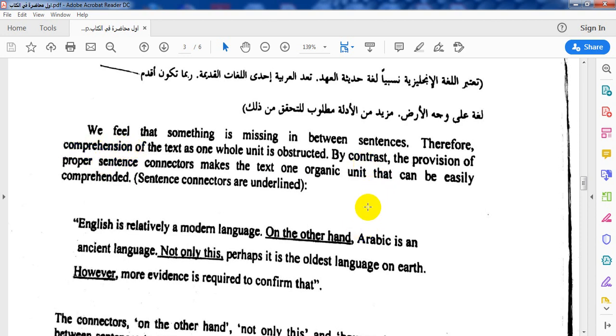And then the second justification for using connectors or conjunctions is to obtain unity of the text. Unity, so we feel this text as one unit. So first of all, comprehension, to understand the text, and then we feel that this text is one unit. It is connected. It's not abstracted.